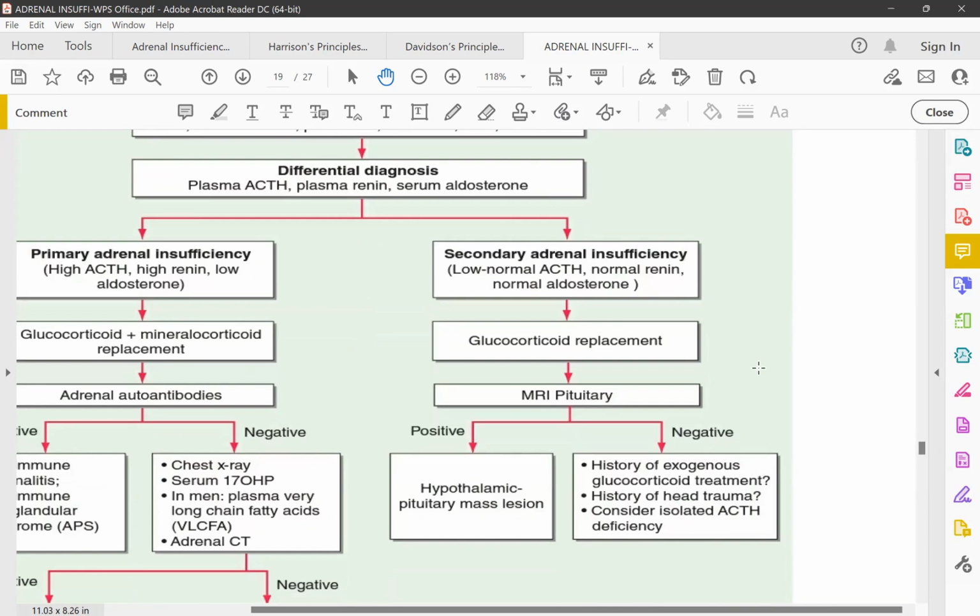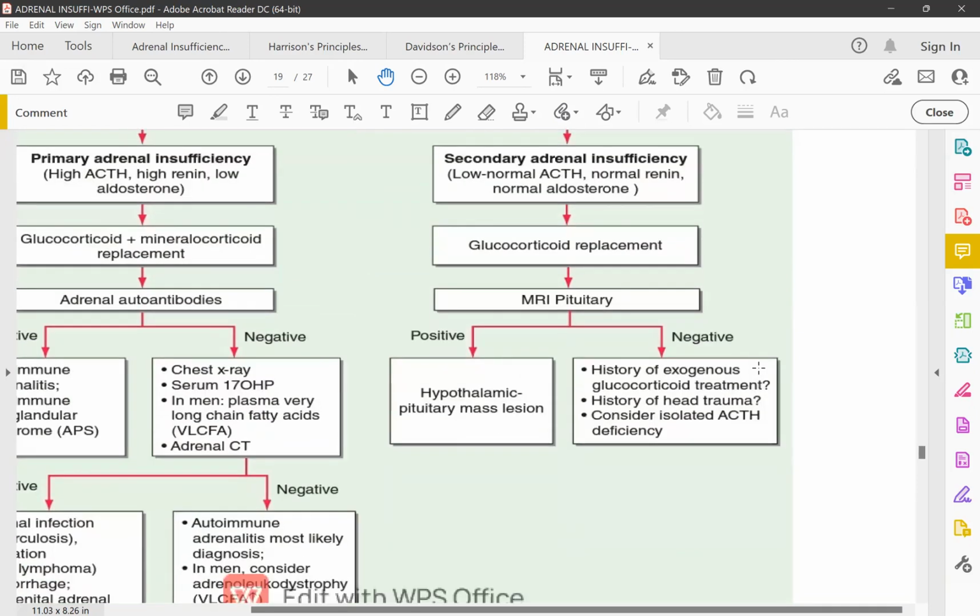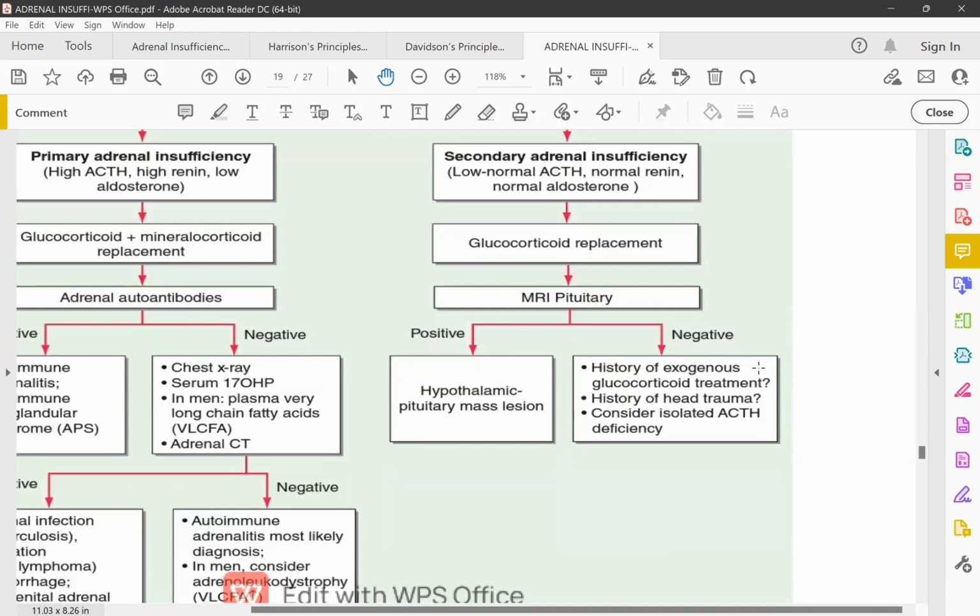Renin is also normal, aldosterone is normal. That means the axis of renin and aldosterone is not involved because the defect is higher, at the pituitary level. There is only ACTH deficiency, so the replacement we require is only glucocorticoid, and we have to pin down the diagnosis of the pituitary. For that we do a pituitary MRI.